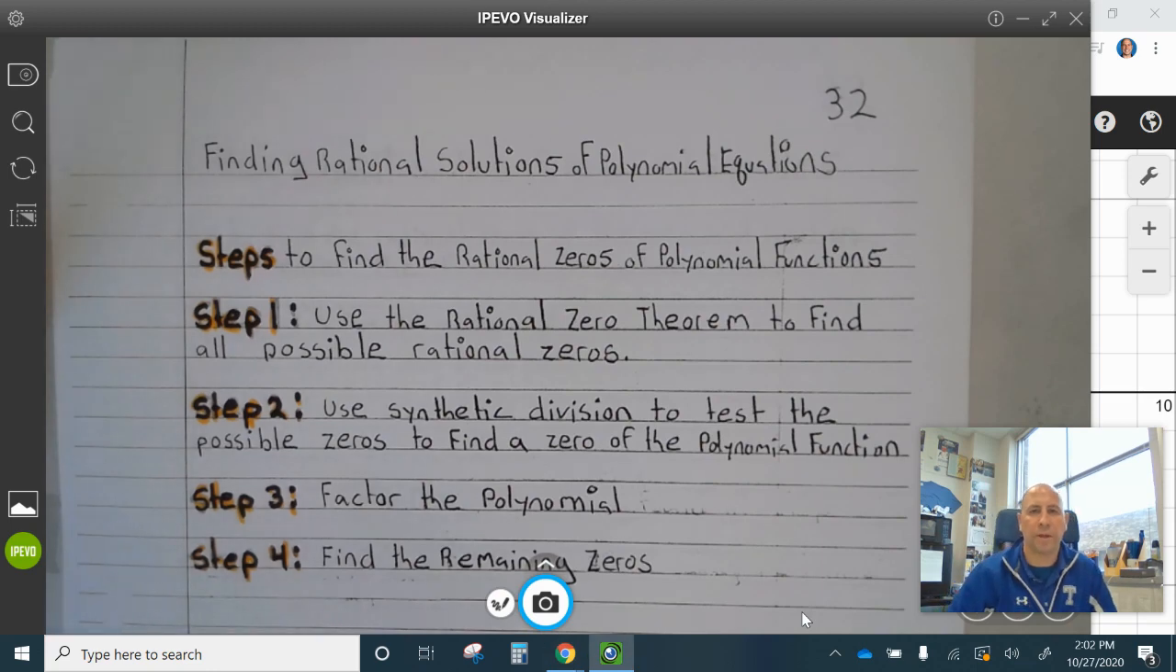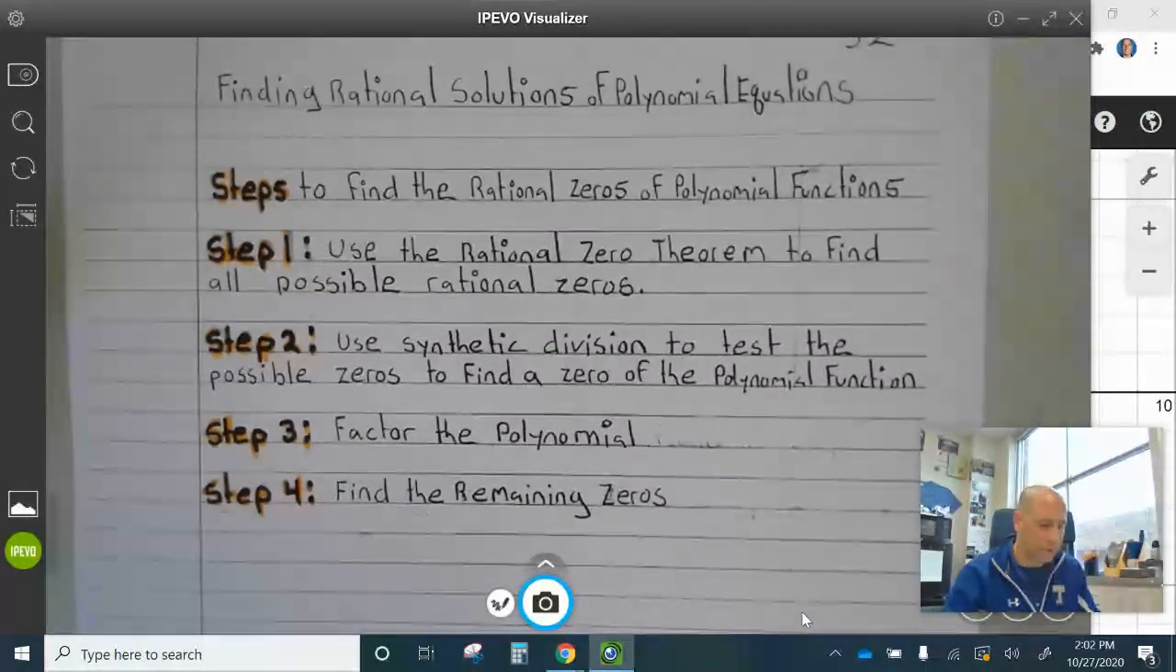Okay, Wildcats, today we're looking at journal page 32, finding rational solutions of polynomial equations. Steps to find the rational zeros of polynomial functions. Step 1, use the rational zero theorem to find all possible rational zeros. Step 2, use synthetic division to test the possible zeros to find the zero of the polynomial function. Step 3, factor the polynomial. Step 4, find the remaining zeros.